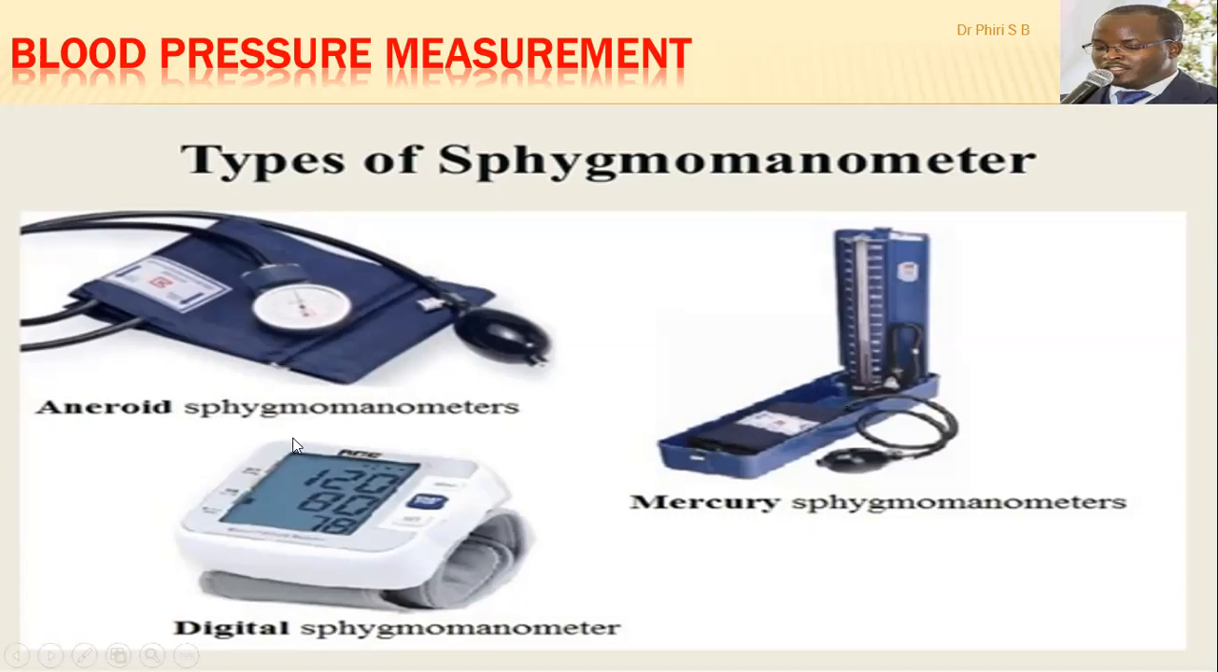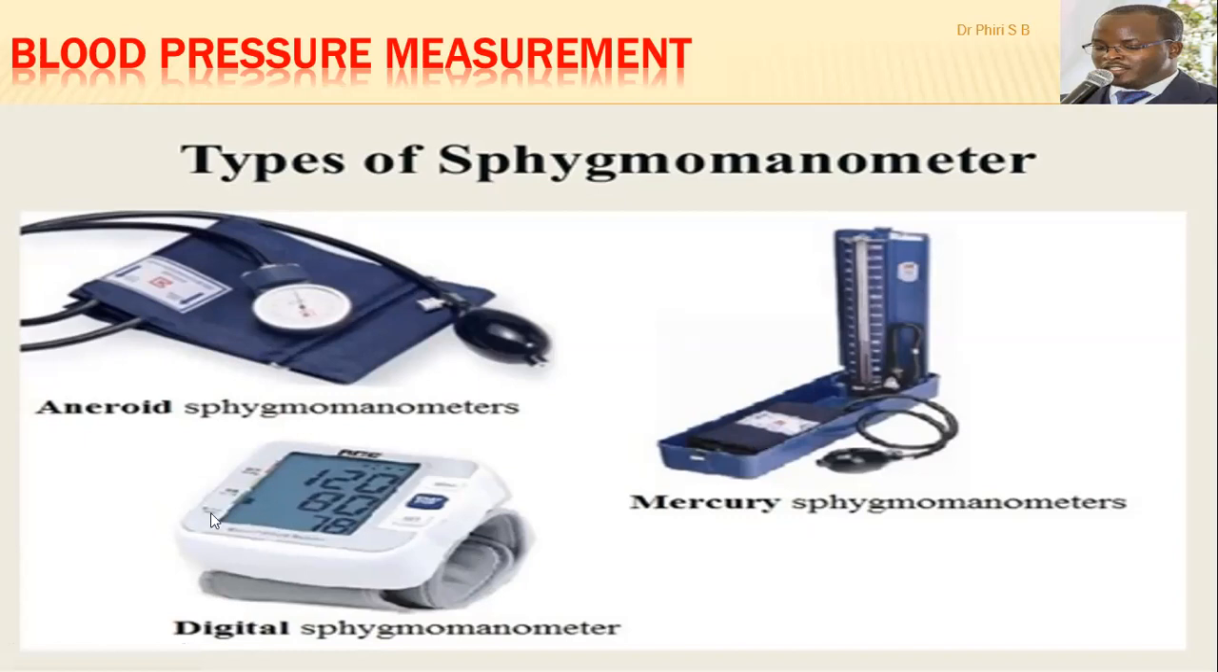The aneroid sphygmomanometer has a pressure gauge as opposed to the mercury bar here. So the mechanism is almost identical, but instead of using the mercury, you have the pressure gauge. But you also have the cuff here, and also in the mercury sphygmomanometer, you have a cuff which you put on the arm over the brachial artery to measure the blood pressure. Then the digital ones also have a cuff that you put on the arm, and once you inflate the cuff, it will give you the blood pressure.